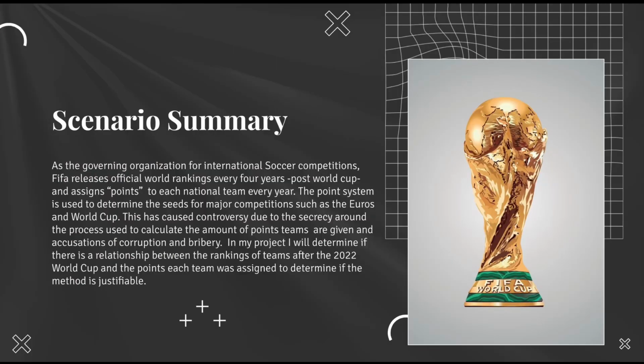As a governing organization for international soccer competitions, FIFA releases official world rankings every 4 years post World Cup and points to every national team every year. The system was used to determine the seeds for major competitions like the Euros and the World Cup, but it has caused controversy due to the secrecy around the process used to calculate the amount of points each team is given. In my project, I will determine if there is a relationship between the ranking of teams after the 22 World Cup and the points each team was assigned to determine if this method is justified.